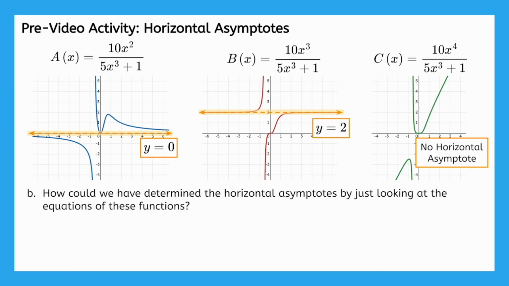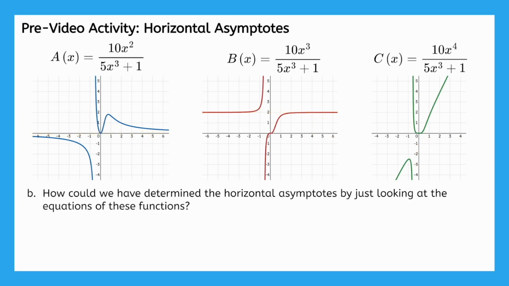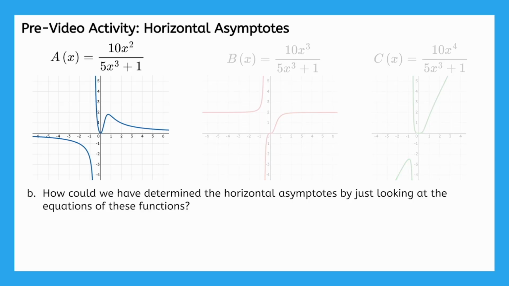The second question asks, how could we have determined the horizontal asymptotes by just looking at the equations of the functions? These three functions are all rational functions. Back in Unit 2, we learned how to find the horizontal asymptotes of rational functions based on the degrees of the numerator and denominator. In function a, we have a quadratic polynomial over a cubic polynomial, so a numerator degree 2 and a denominator degree 3. How do these degrees result in the asymptote at y equals 0?